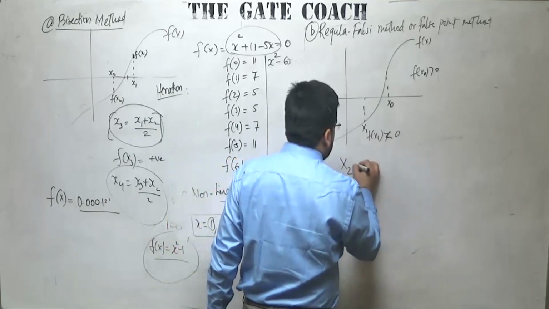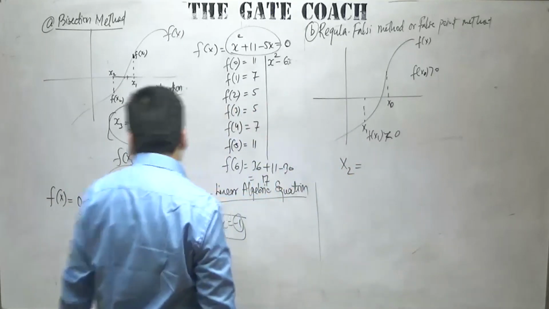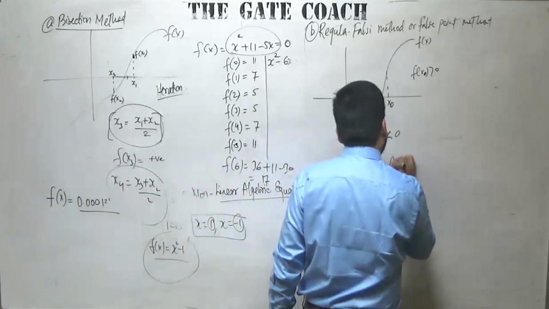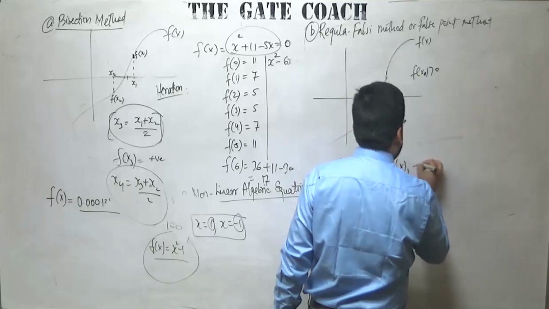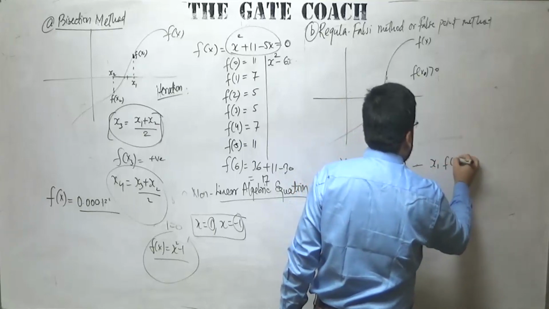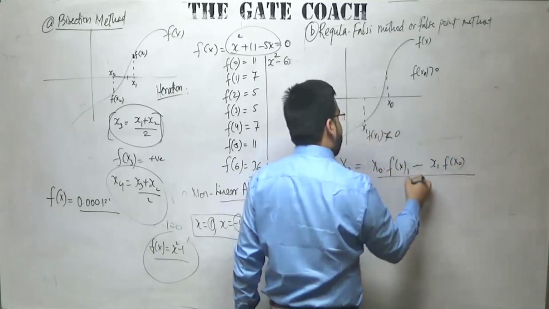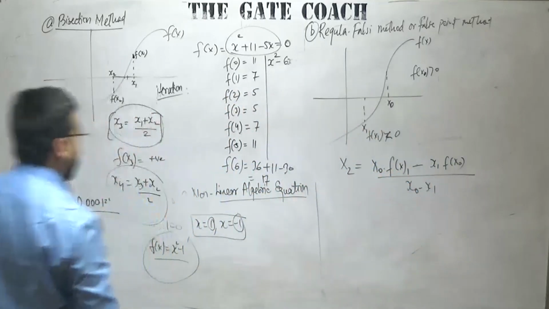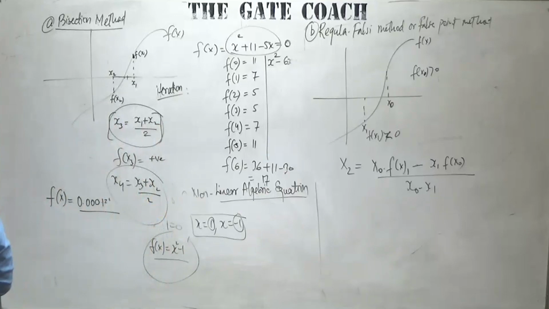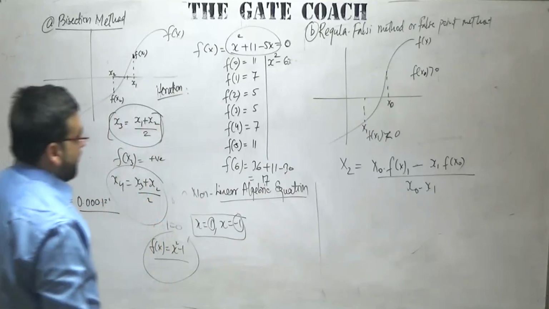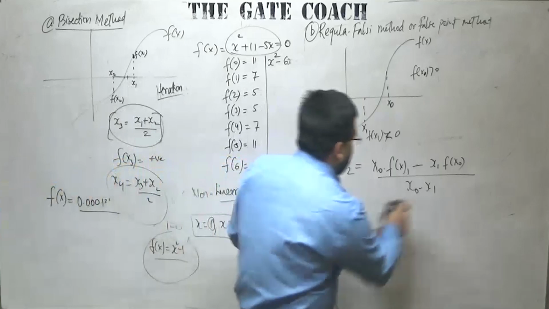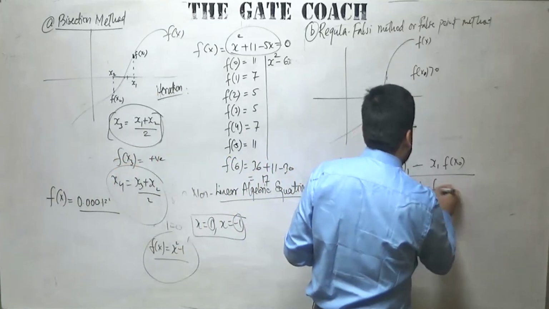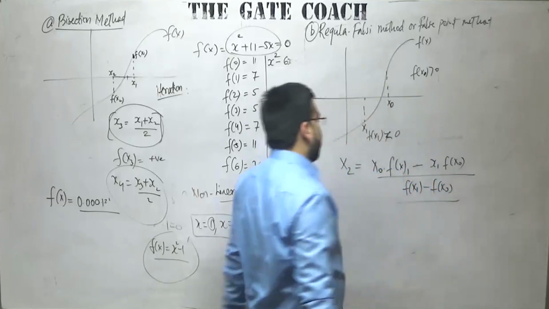That is, x2 will be equal to x0 into f of x1 minus x1 into f of x0 divided by f of x1 minus f of x0. You calculate the value of the next point, right? You calculate the value of this point.